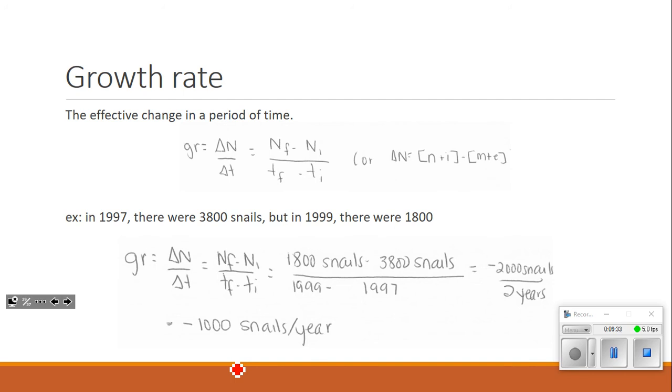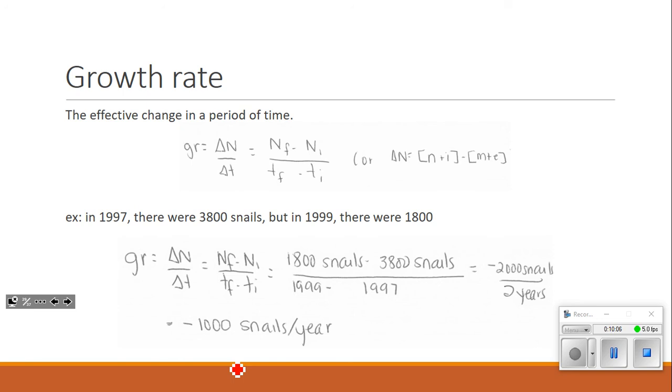Like with density, I'm going to use the units that the question gives me. Most questions will give you years, but it could be reasonable to have hours or months as well, depending on the organism. But you don't have to change the units. You just use the units the question gave you. When I do this division, negative 2,000 divided by 2, I get negative 1,000 snails per year. Snails per year. That's what I divided, so that is my unit.